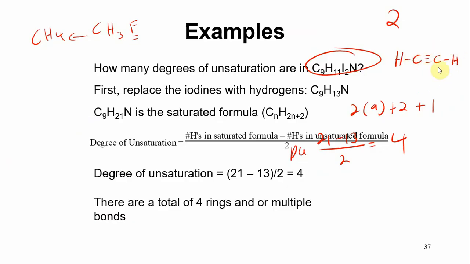How many degrees of unsaturation does a triple bond have? 2. The first one's sigma, so that doesn't count. Only the pi bonds count for unsaturation. So if you see a degree of unsaturation of 2, you can say, wait a minute, is there possibly a triple bond here? It may not be, but you start thinking that way.